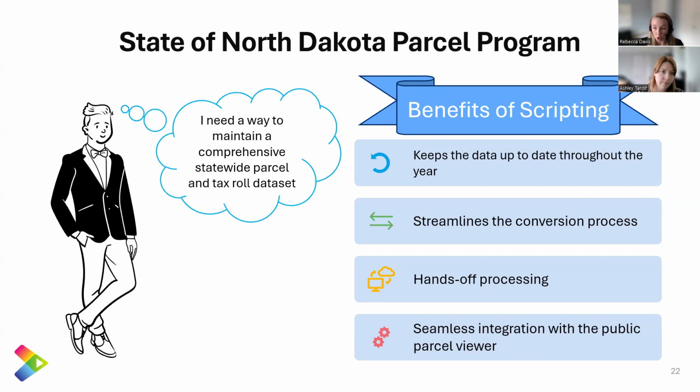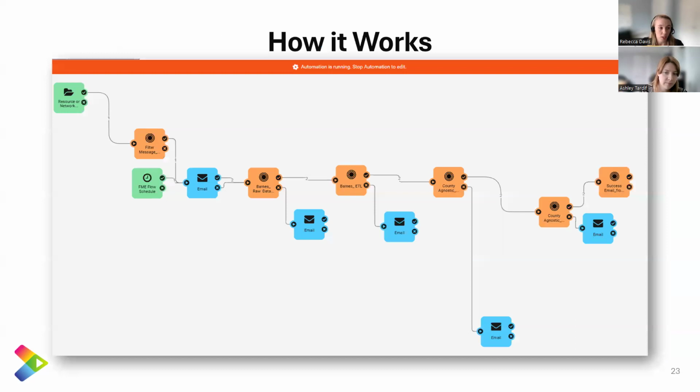It's looking at all of that data that's coming in, bringing it out and putting it into the format that we need at the statewide level for a comprehensive data set. And all of that gets pushed to our parcel viewer that the state has. So looking at how it works, I know this is super simple and what I'm talking about is quite complex, but this is just one small piece of what this automation is actually doing.